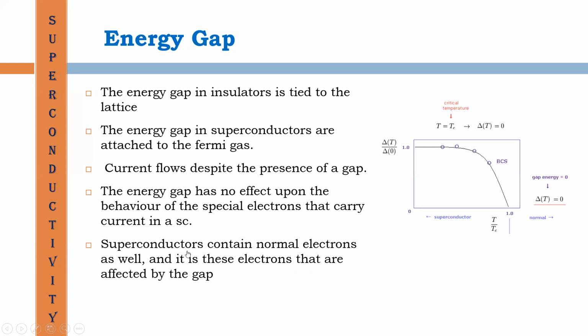We know that superconductors contain normal electrons and also super electrons. Only the super electrons flow despite the presence of the gap, but the normal electrons are affected by the energy gap. The normal electrons must overcome the energy gap.